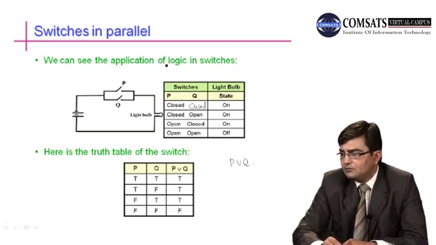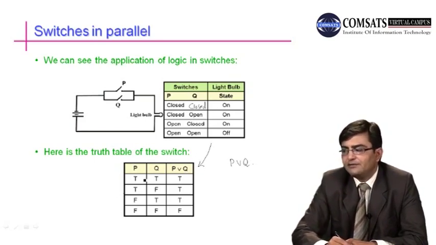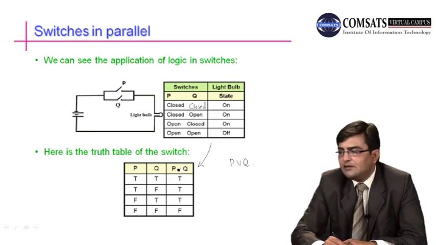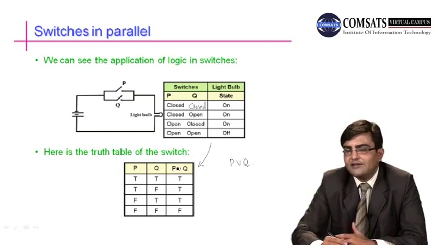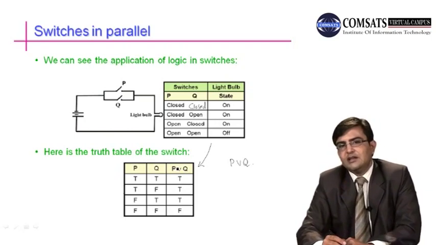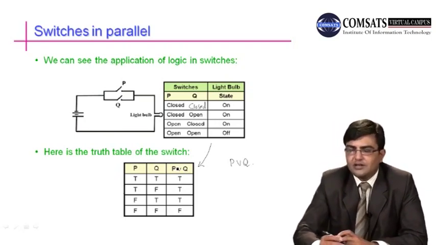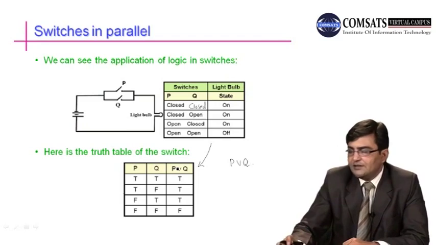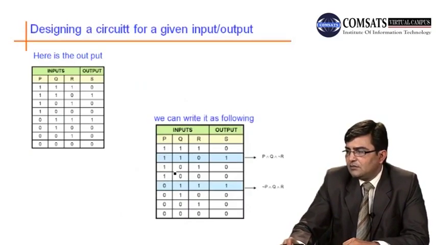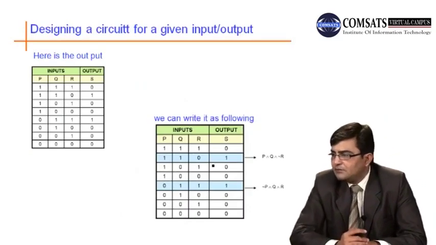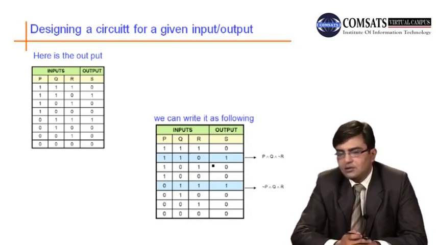In logical form, we can write the truth table in terms of T or F, or in terms of the logical disjunction operator. So these are daily life examples of disjunction and conjunction operators which you see in your homes and daily routines. Next is how to design a circuit for a given input or output.